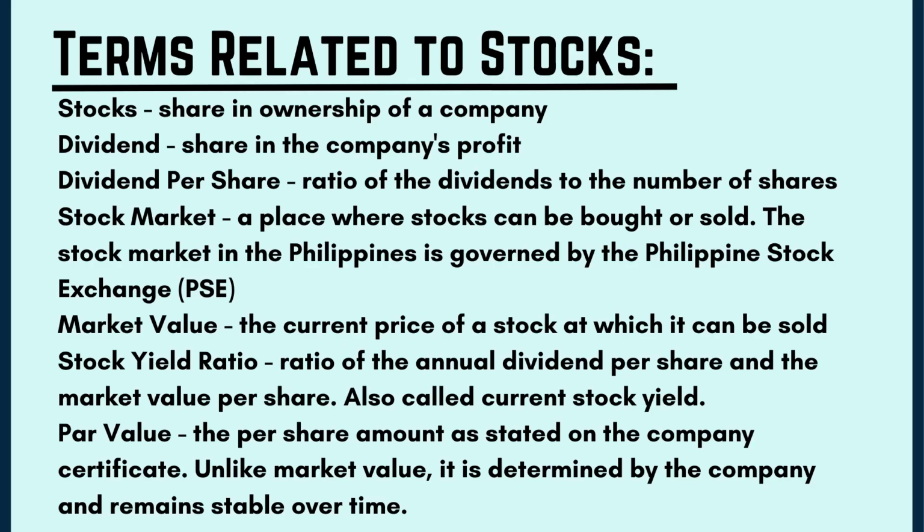Stock yield ratio, ratio of the annual dividend per share and the market value per share, also called current stock yield. Par value, the per share amount as stated in the company certificate. Unlike market value, it is determined by the company and remains stable over time. I prepared 5 examples of situations connected with stocks.